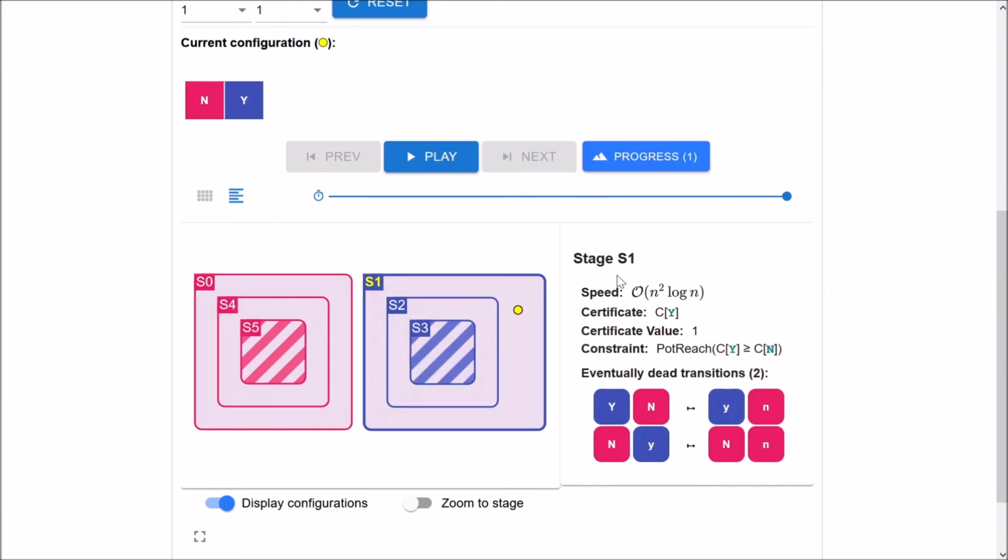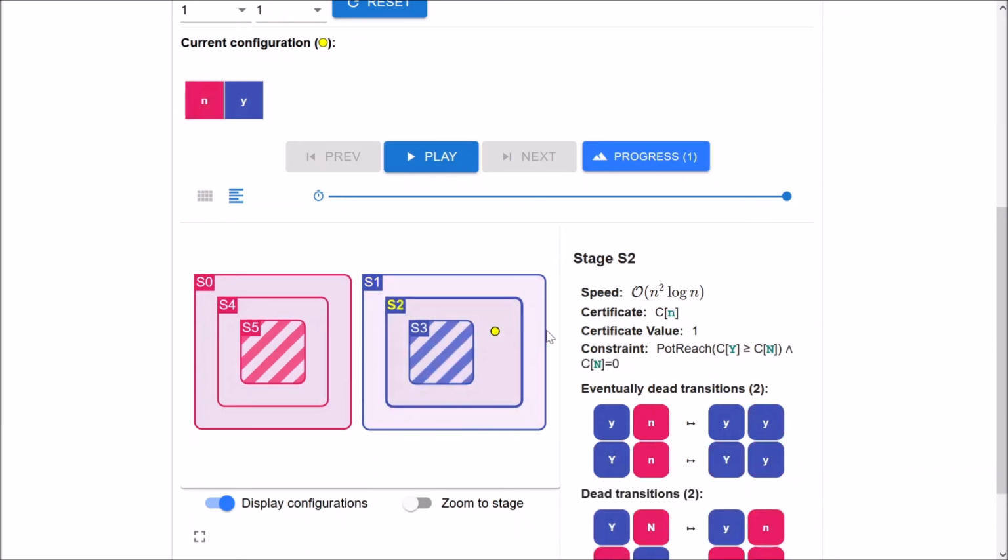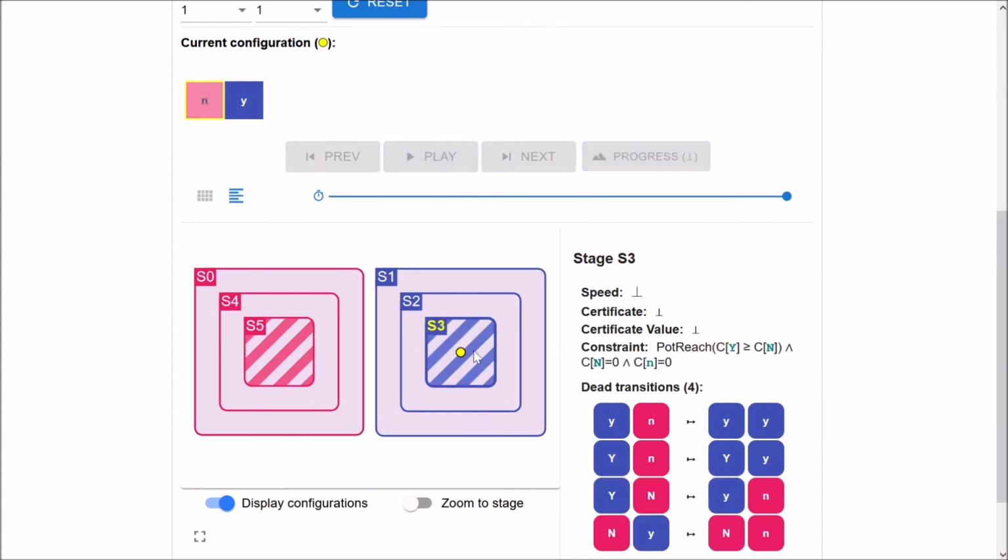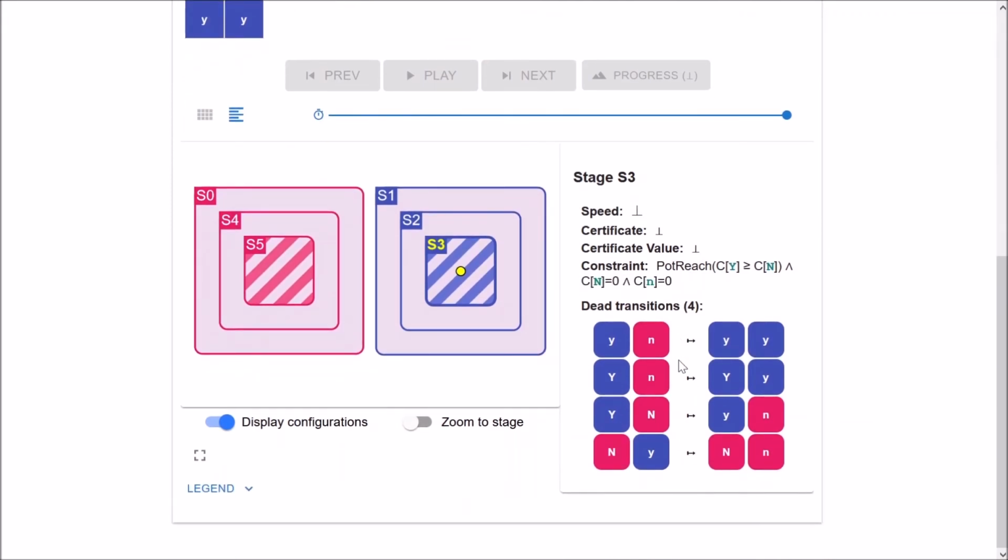In S1, the certificate tells us that we will reduce the number of capital No agents until there are no more left. Once this happens, we enter stage S2 and start the second phase. In S2, the certificate lowercase no tells us that eventually there will be no more no agents at all. At that point, we enter S3 and the last phase. In this phase, all transitions are disabled and the protocol has reached the correct stable consensus. As you can see, the user can understand how the protocol works and why it is correct by studying these stage graphs.